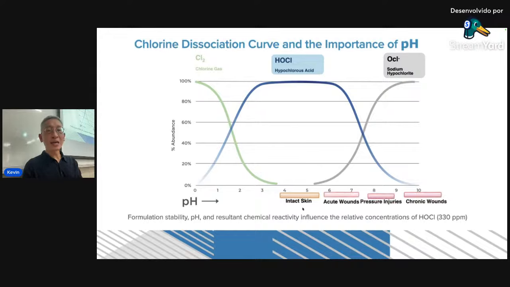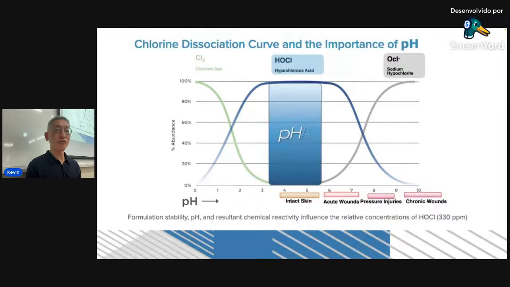On the bottom here, you can see that depending on the type of injuries, as the wound continues to evolve, the area can become more alkaline. In this case, you need something more acidic to enhance wound healing and to create an environment that's hostile for bacterial growth.